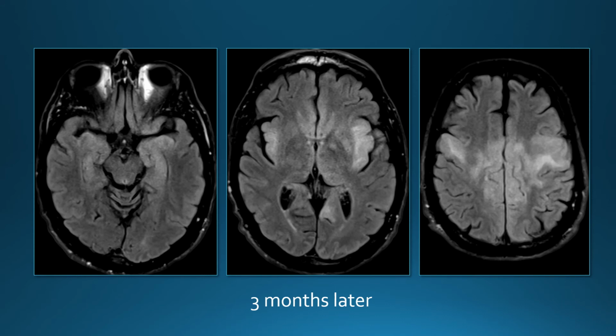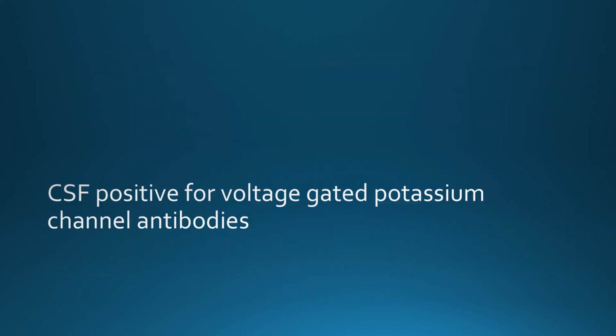Three months later, the patient was getting a little worse. The abnormality is maybe a little more extensive. Now I think it's a little more obvious in the medial temporal lobes bilaterally. And the CSF was positive for voltage-gated potassium channel antibodies.